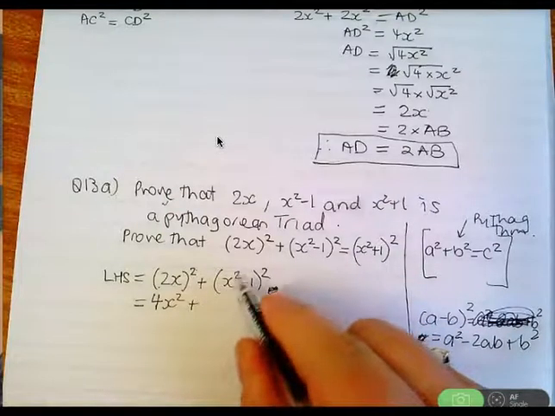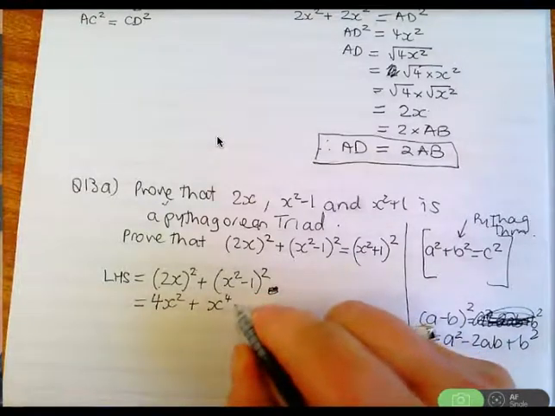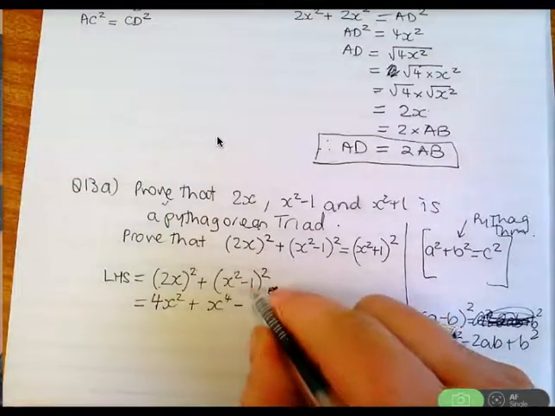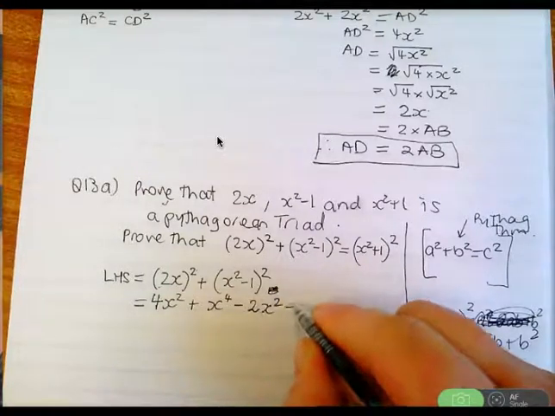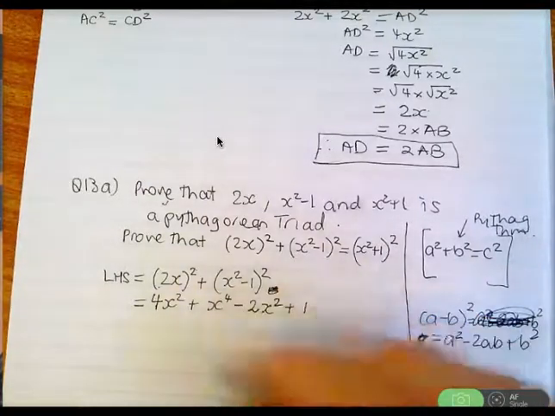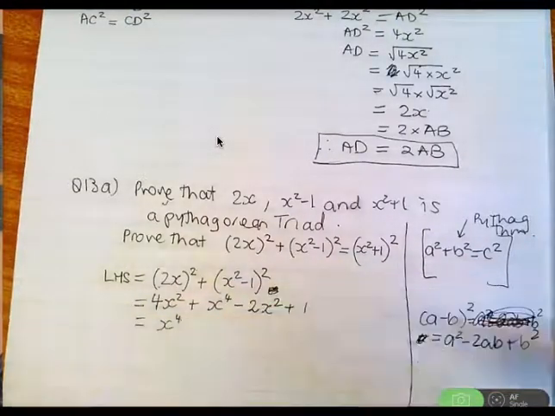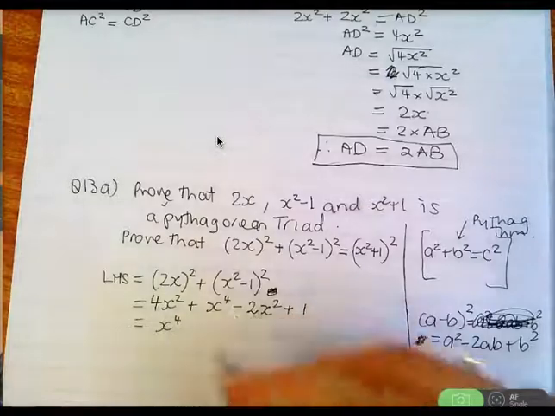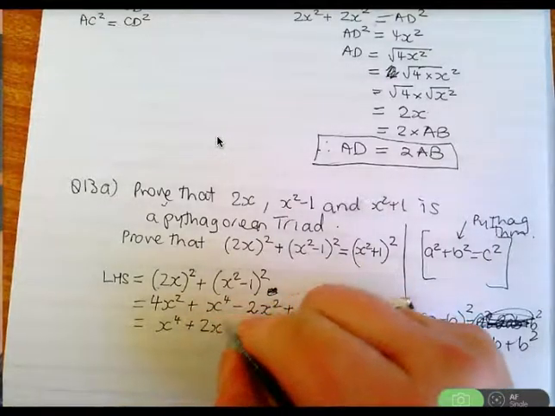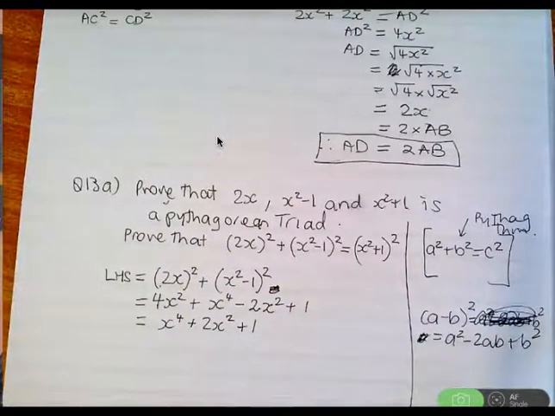What do I do? I square the first one. What's x² squared? x⁴, minus 2 times x² times 1, which is what? Minus 2x², plus the last one squared, plus 1. This is what my right-hand side is equal to. x⁴, there are no other x⁴s there. What about the x² terms? They're like terms. So I get 4x² minus 2x² is plus 2x². What else have I got? Plus 1. That's what my left-hand side is equal to.